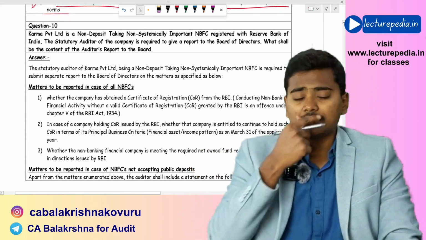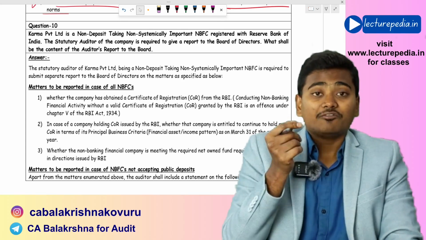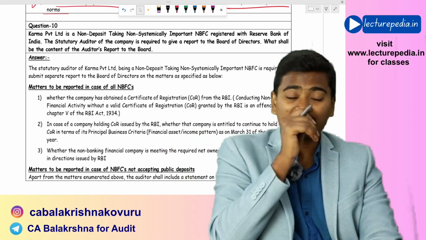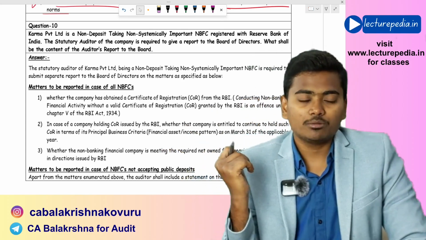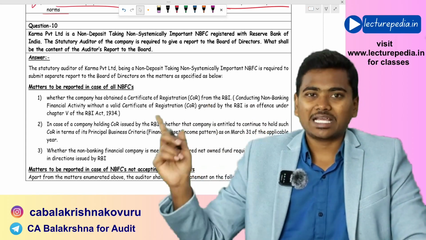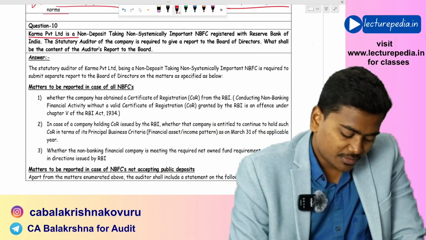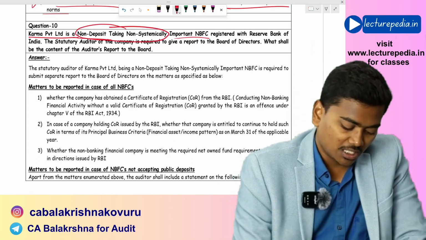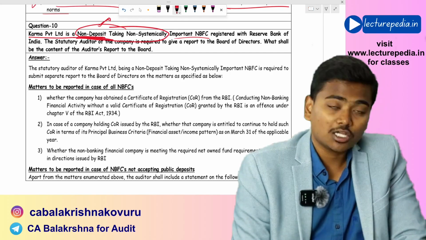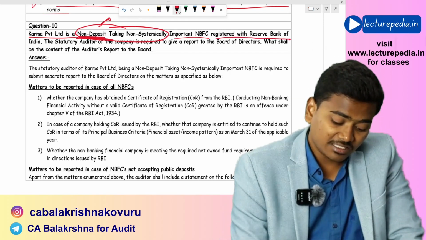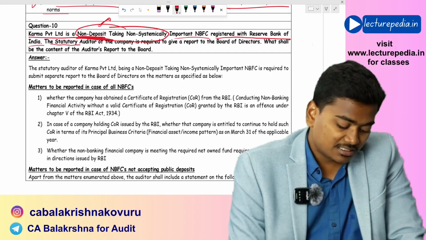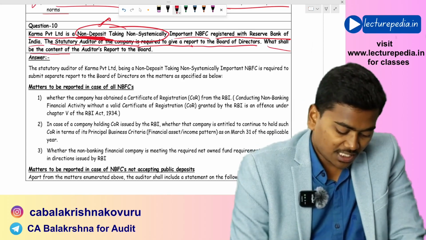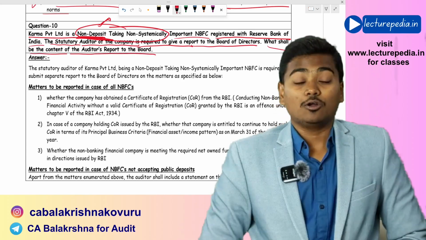Again, this question is related to the same directions, but with respect to NBFCs not accepting deposits. Earlier, question number 9 was with respect to NBFCs accepting deposits. Now it will be with respect to NBFCs not accepting deposits. Karma Private Limited is a non-deposit taking, non-systemically important NBFC. Here you need to identify that this is a non-deposit taking NBFC registered with the Reserve Bank of India. The statutory auditor of the company is required to give a report to the board of directors. What shall be the content of the auditor's report to the board?